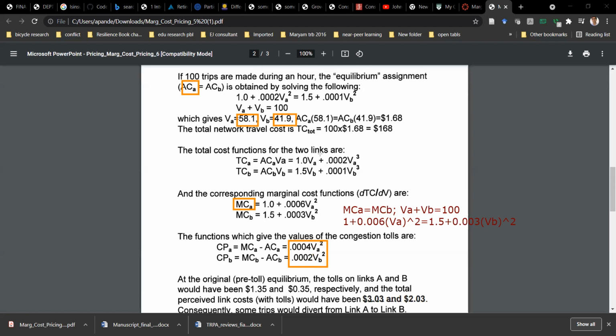And remember, the average cost on route A right now with 58.1 users is 1.68, and route B has 41.9 users, but the average cost is the same on both routes, right? It's still 1.68.